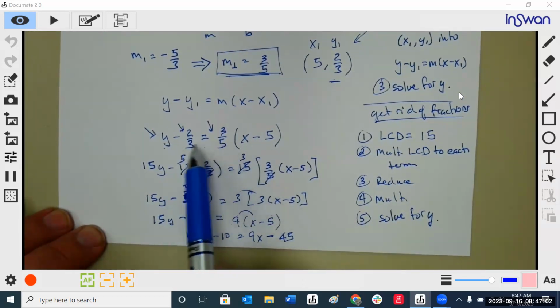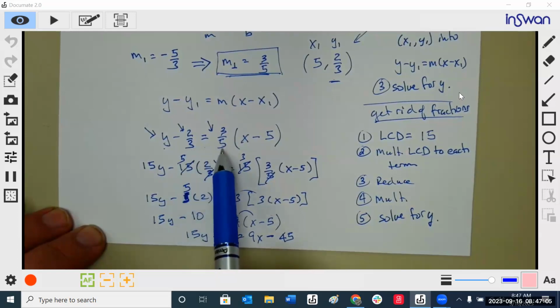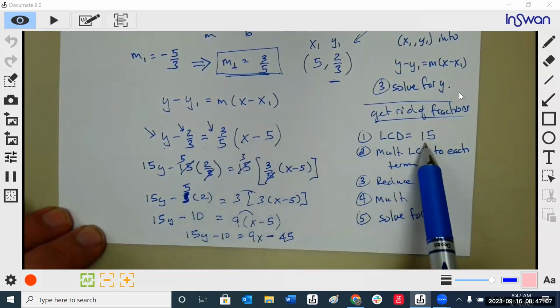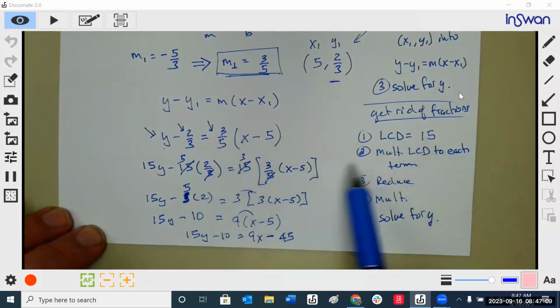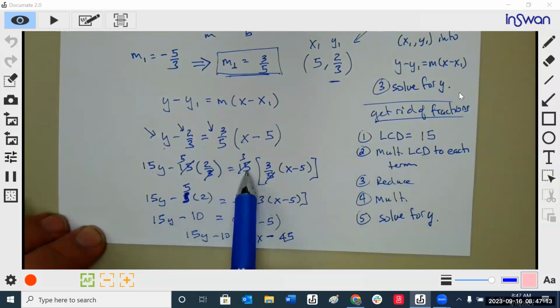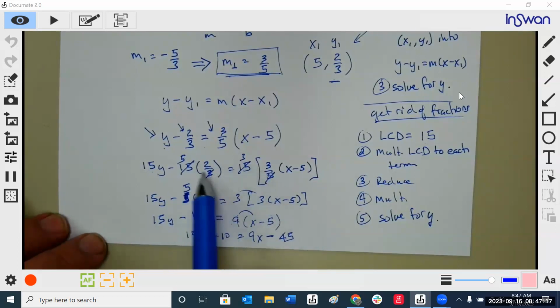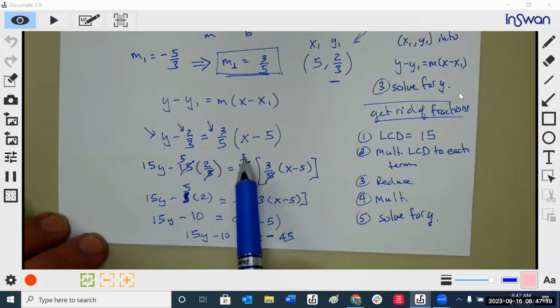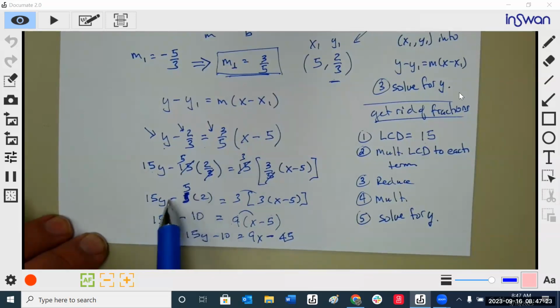Get rid of the fractions. So we have fractions, so we have to find the LCD. Between 3 and 5 is 15. Multiply each term by 15. Cancel the fractions. 3 goes to 15 5 times. 5 goes to 15 3 times. So we have 15y minus 5 times 2 equals 3 times 2.